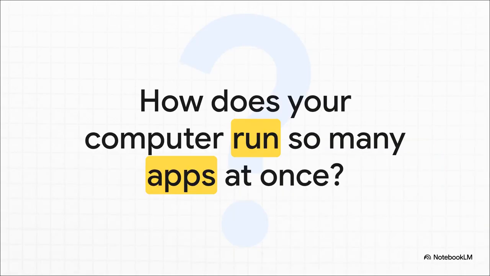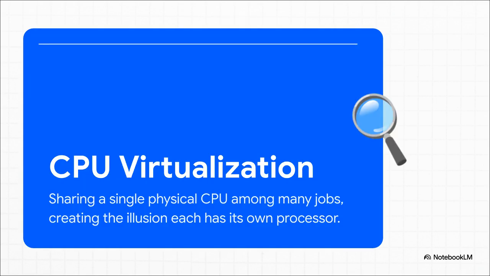I mean, just think about what you're doing right now. You've probably got your browser open, maybe some music playing, a bunch of other stuff too. It feels like each one has its own little dedicated computer, right? But nope, they're all sharing one single brain, one CPU. So how on earth is that illusion even possible? Well, there's a fancy name for this trick: CPU virtualization.